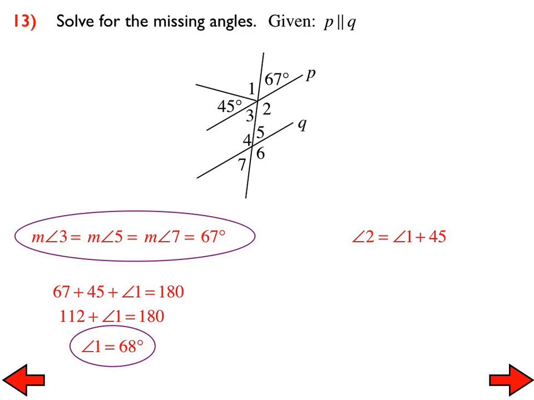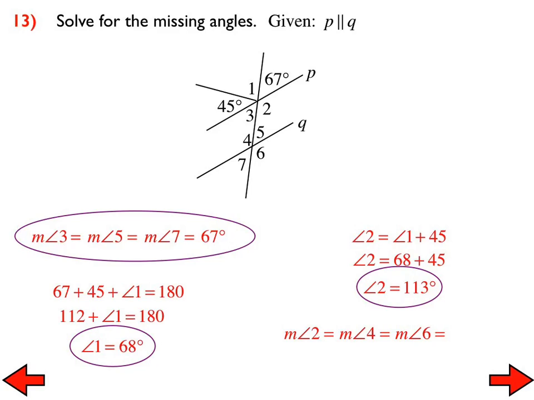And I know that angle 1 plus 45 degrees is equal to angle 2 because they're vertical to angle 2, and that makes angle 2 113. And I know there are lots of different ways you could be getting these angles, not just what I'm talking about here. And angle 2 and angle 4 are alternate interior angles, and then angle 4 and angle 6 are vertical angles, so all three of those are the same. So they are all three 113 degrees for the reasons that I just talked about. Any questions about number 13?